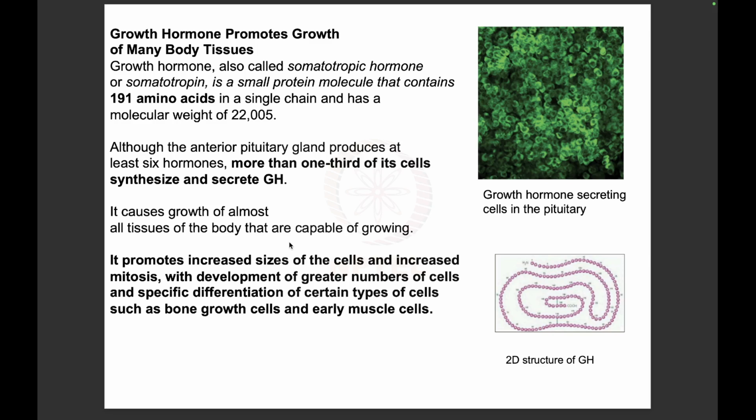So growth hormones, let's talk about growth hormones. Growth hormone promotes growth of many body tissues. It is also called somatotropic hormone, or somatotropin, a small protein molecule that contains 191 amino acids in a single chain and has a molecular weight of 22,005. Although the anterior pituitary gland produces at least 6 hormones, more than one third of its cells synthesize and secrete growth hormone.